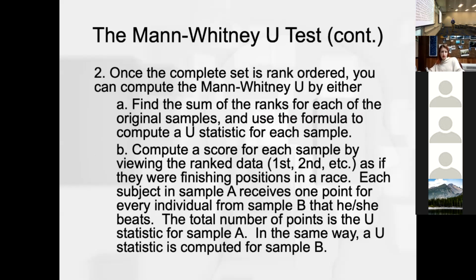Each subject in sample A receives 1 point for every individual from sample B that he or she beats. The total number of points is the U statistic for sample A, in the same way a U statistic is computed for sample B.